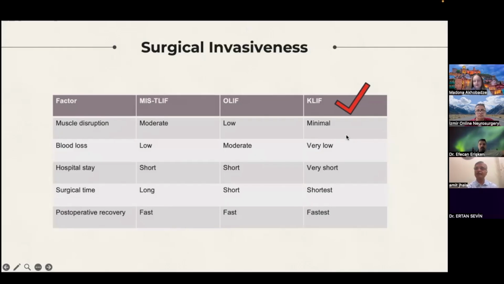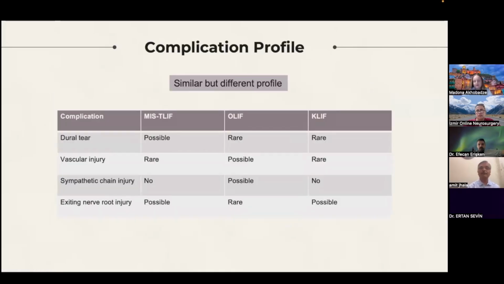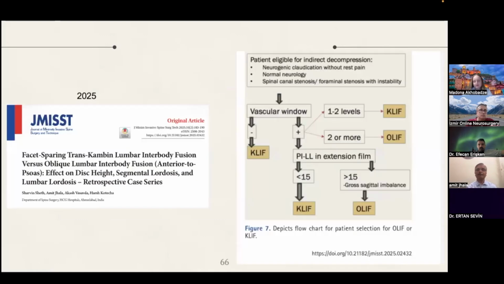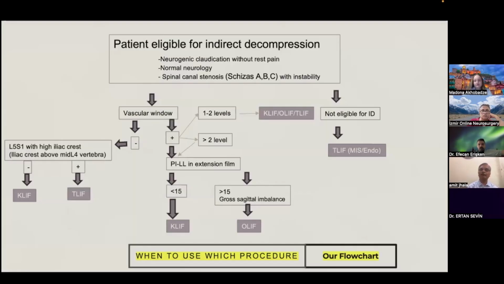because it's minimally invasive. It has a very low blood loss, very less hospital stay, shortest surgical time, and fastest postoperative recovery. So whenever you have an alternative, all these things you have to see. The complication profile is similar, but they are different for different types of procedure. And this algorithm that we are using now has been published in JMIST also. I'm just going to elaborate on this algorithm, when to choose which type of procedure, considering all these publications that we had in different types of procedures.